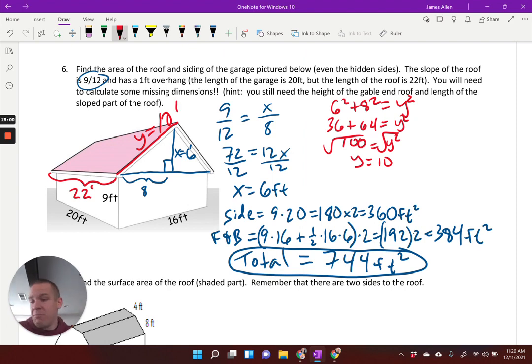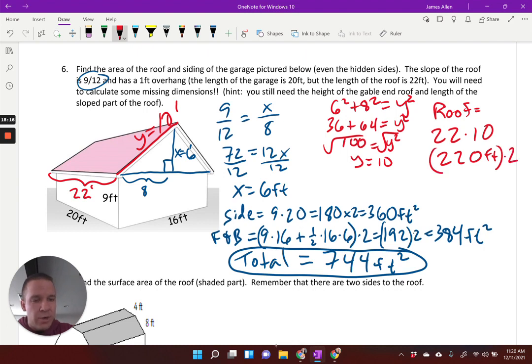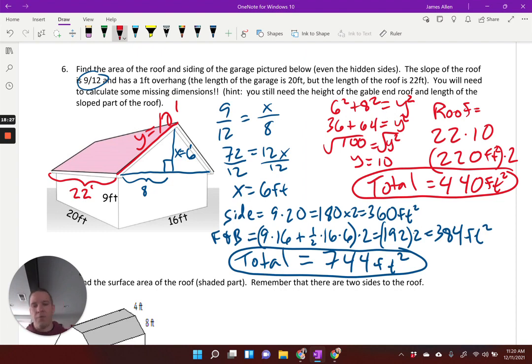So my roof, that one's actually not too bad. It's just a couple rectangles. So the roof equals 22 times 10, which is 220 feet. But there's 2 sides, so we're going to get 440 feet squared. So the total for the roof is that, and the total for the siding is the blue. I'm actually going to print this as a PDF, so roof, and then siding. All right, I like it.